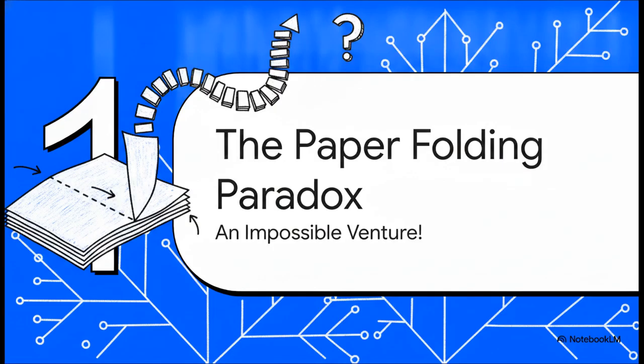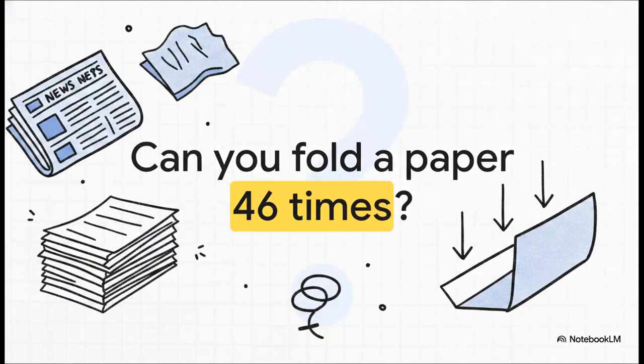Section 1. The paper folding paradox. Our source text kicks things off with this really fun, brain-teasing misconception about how things grow. It's something that completely defies human intuition. Okay, I want you to imagine taking a sheet of paper. Picture the biggest sheet you can find, maybe a huge newspaper or even tissue paper.